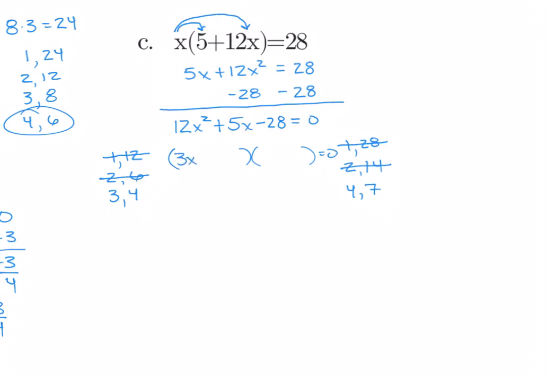12x squared is going to be 3x and 4x. My 4, remember, cannot go in the same set as 4x because they have common factors. So it needs to go over here. And that means my 7 goes here.